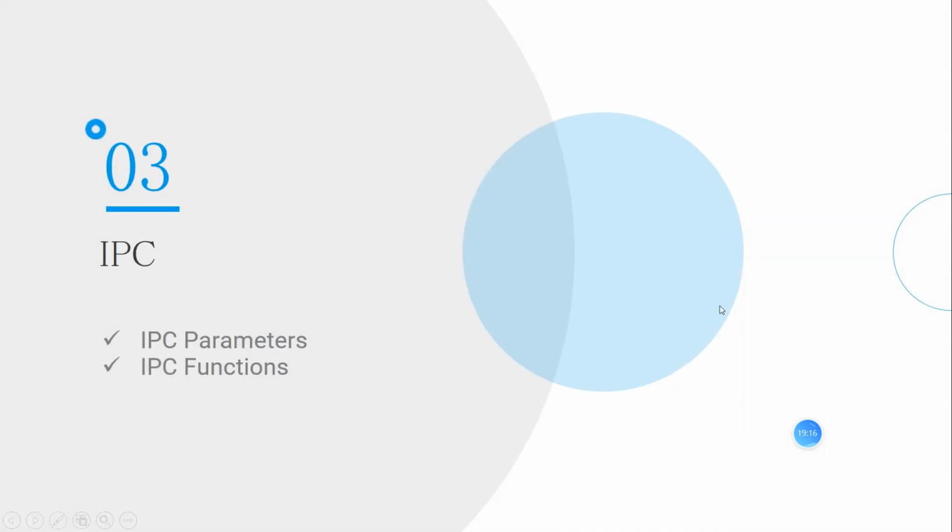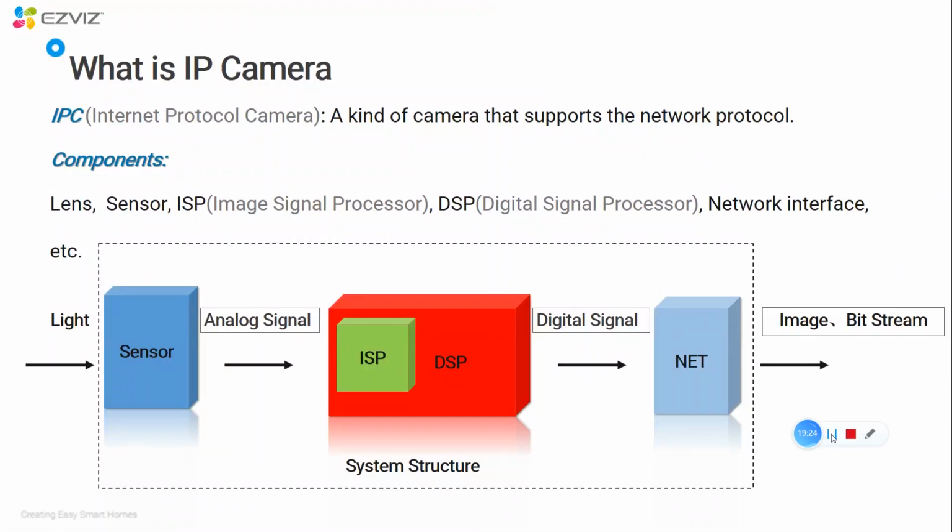Then let's move to the third part, which is the IP camera's parameters and main functions. The first question is, what is the IP camera? The IP camera is a kind of camera that supports the network protocol, so we can call it the Internet Protocol camera.